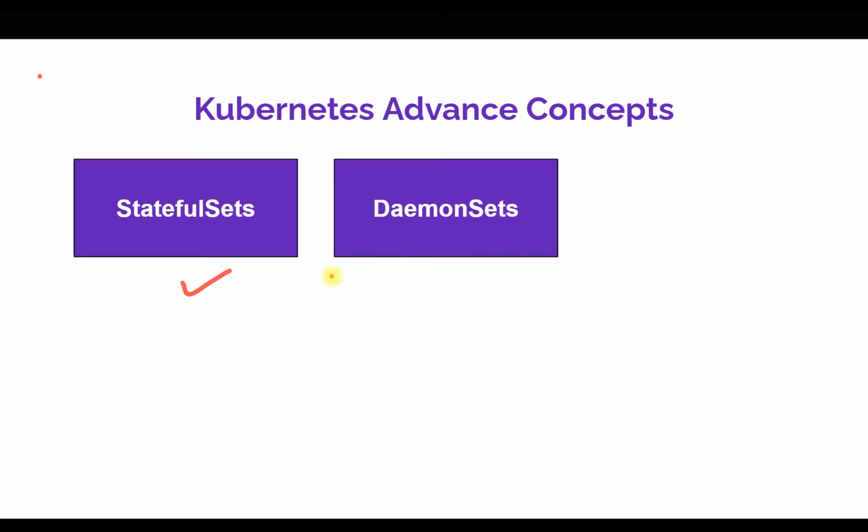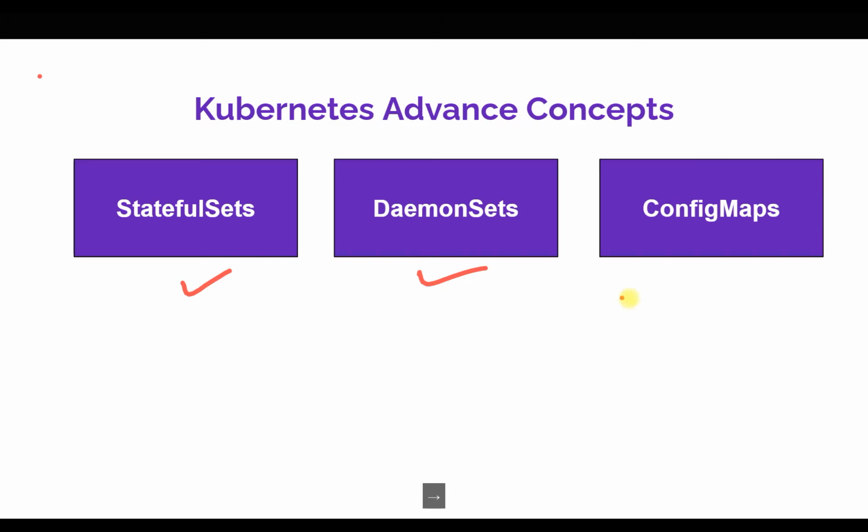Next we have DaemonSets. So what exactly do DaemonSets do? They ensure that a particular pod runs on all the nodes in the cluster, which is often used for cluster-wide tasks like logging or monitoring. Next, we have ConfigMaps. ConfigMaps separate configuration data from application code, which enhances maintainability and flexibility. So these are the key concepts, or we can say advanced concepts, of Kubernetes.